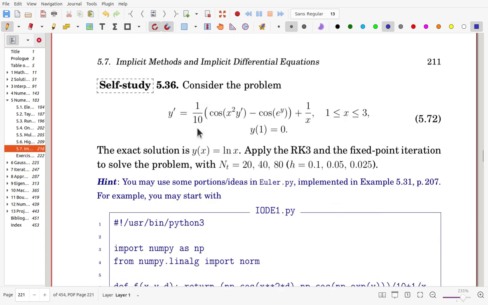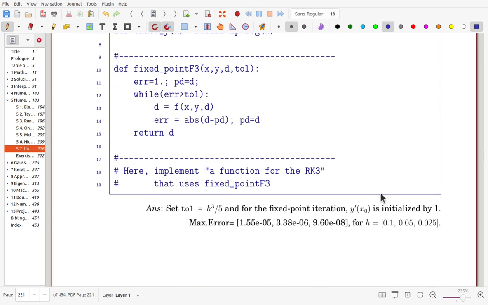Here, okay, this value is small, and no matter what they are, anyway, this is bounded by 2, so that whole thing is bounded by 1/5, so y prime must be around 1 when x equals 1. This value is 1, so I initialize it by 1.